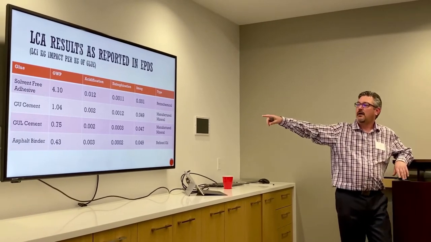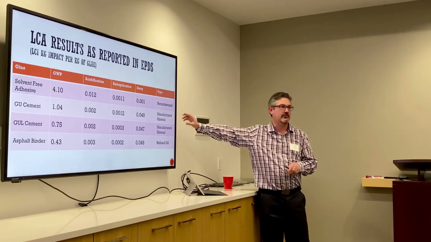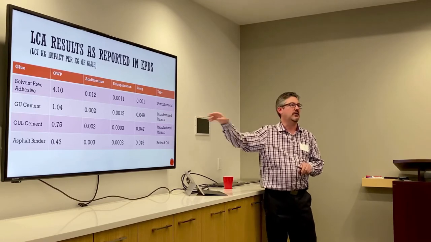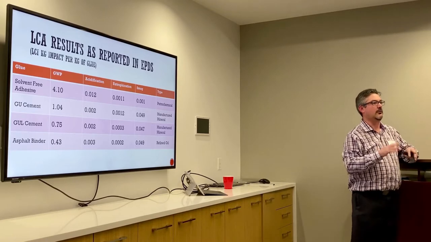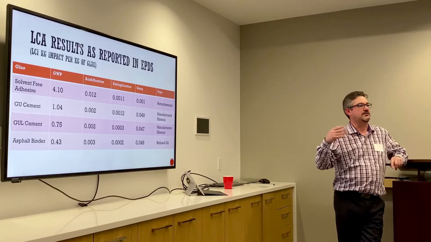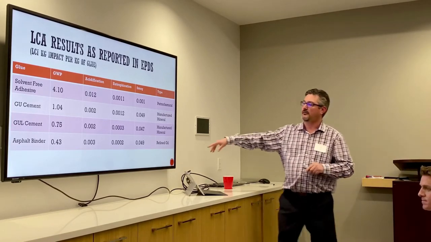The next one, number two, was actually GU cement and then GUL cement. I'll get onto this a little bit later, but these are CSA standard definitions or codes for what these different cements are. So GU is a general use cement and a GUL is a general use limestone cement. And then the bottom one here is an asphalt binder.